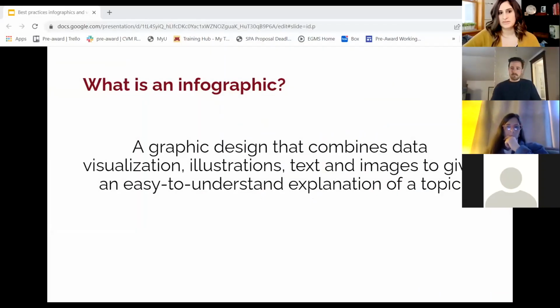Thanks. So what is an infographic? I'm sure a lot of you have seen them. They're pretty popular now. A lot of different industries are using them, but it's essentially a graphic design that combines data and visualization elements to try and give the reader an easy to understand explanation.